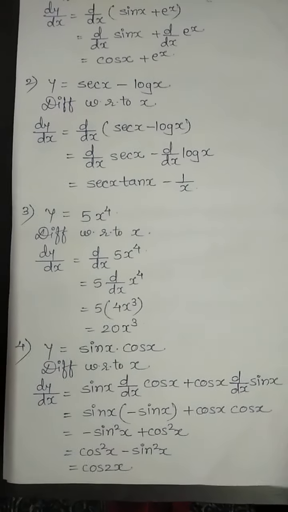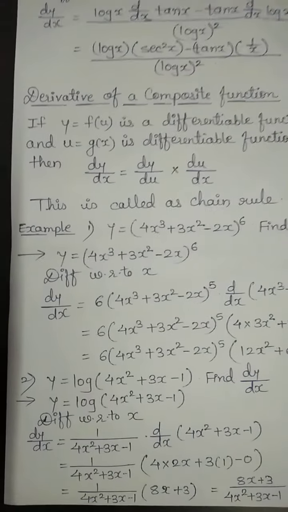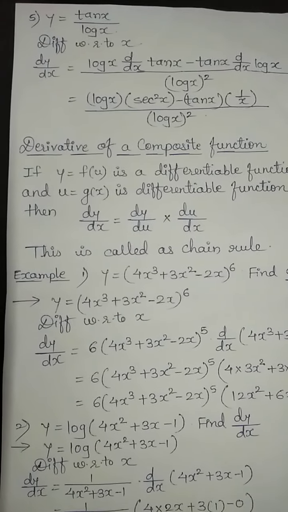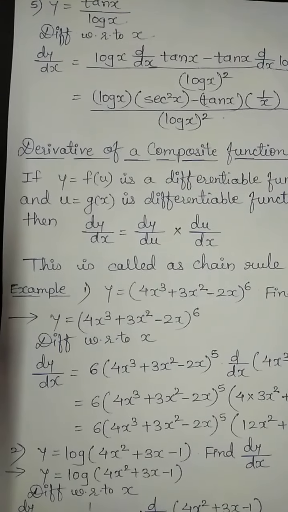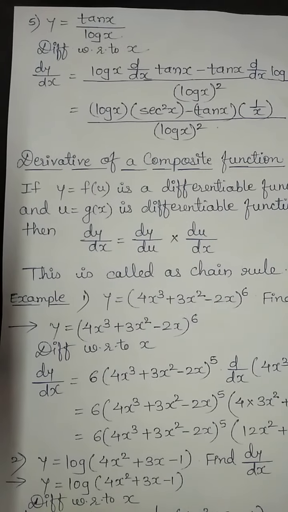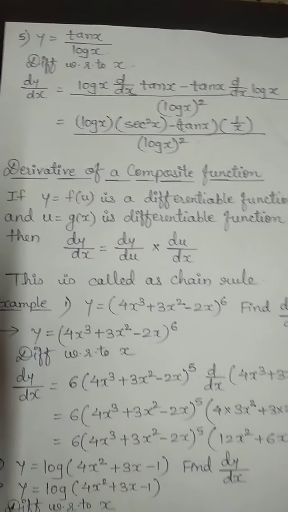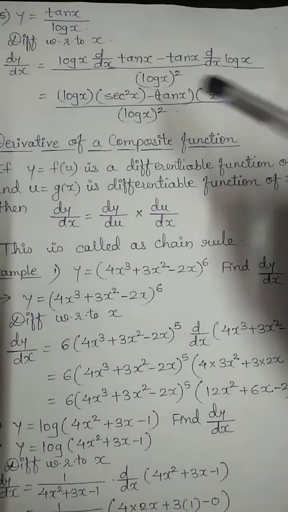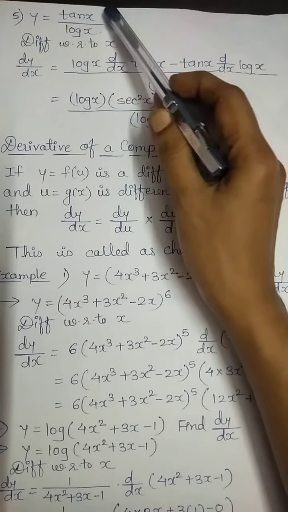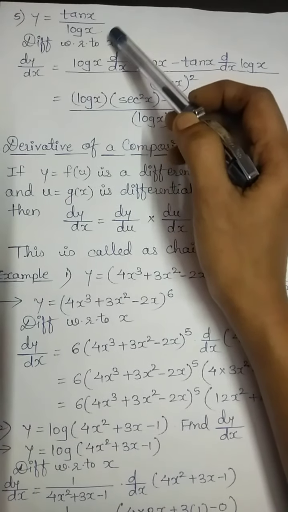Now next we consider fifth example, y is equal to tan x upon log x. Now this is related to our rule number 5, that is u by v. So here we will apply u by v rule. Tan x is our u and log x is v.